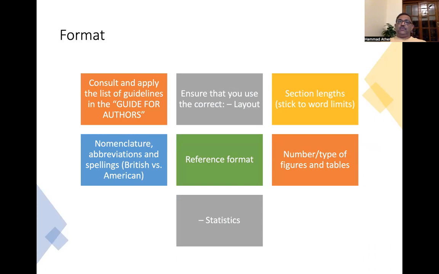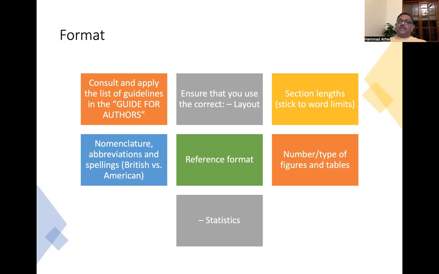Well, the format of the paper, you need to consult and apply the list of guidelines in the guide for authors. And I've said earlier that once you've selected the journal, you should look at the guidelines and comply your manuscript according to those guidelines. The nomenclature, abbreviations, and spellings, whether it's going to a British English journal versus an American journal, you have to make sure that you've made the corrections accordingly. And nowadays you can just change the Microsoft Word setting to British English or American English.